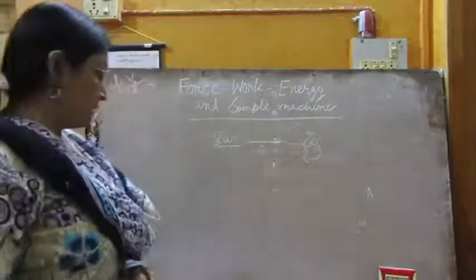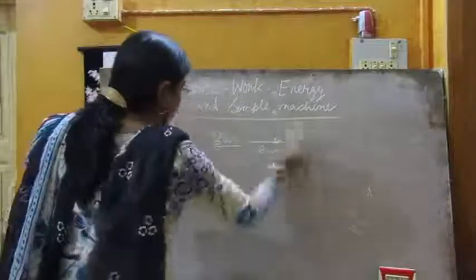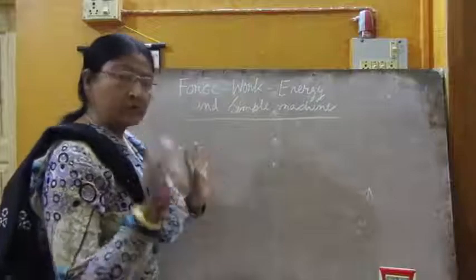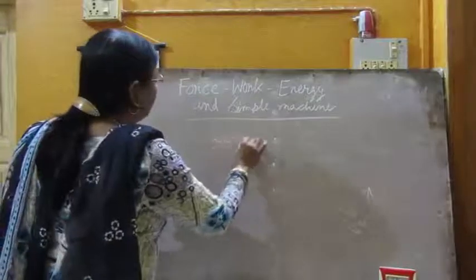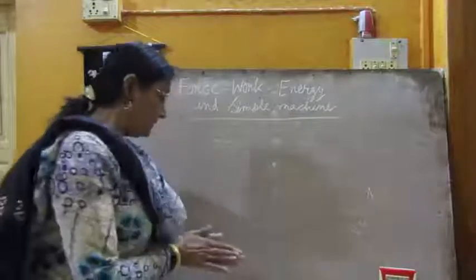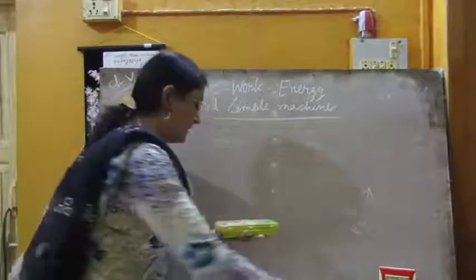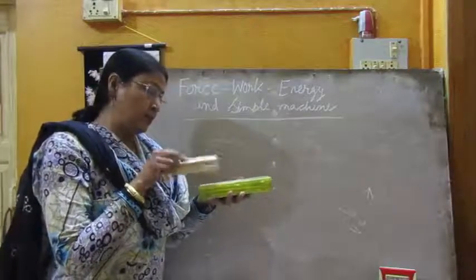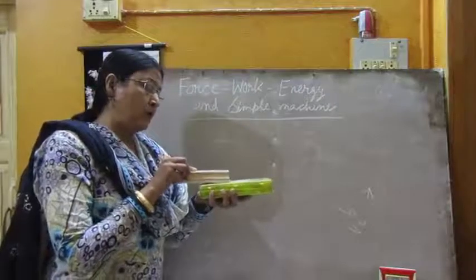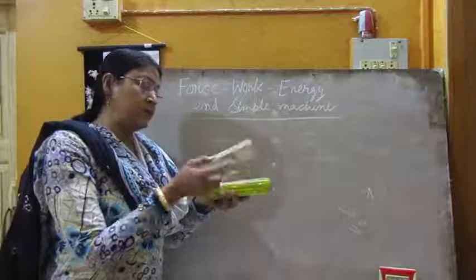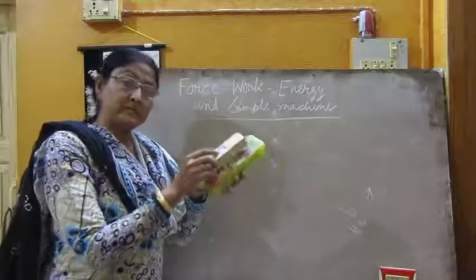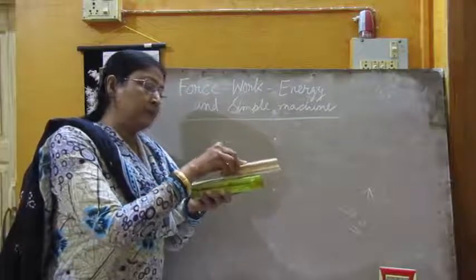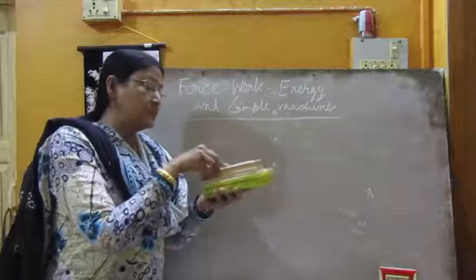First is frictional force. Now see, I am writing here. The board surface is very rough, and this chalk is also rough. So when I write, there is friction. Friction means, if this is one surface and this is another surface, and one object is moving on another object, the two surfaces are in contact and they rub each other.